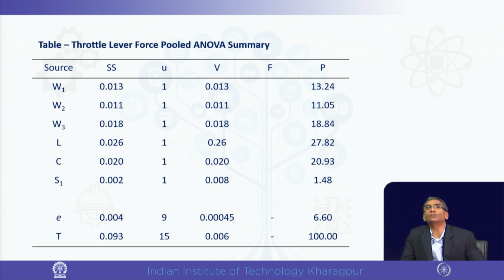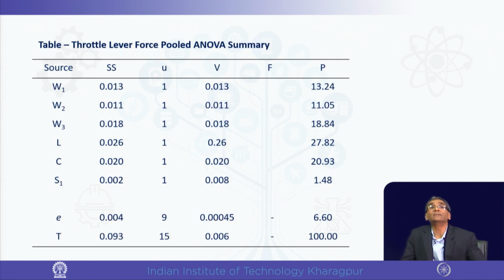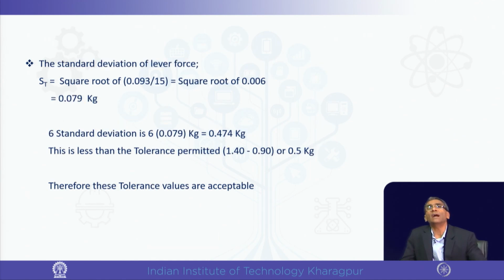So, now the percentage contribution etcetera are recalculated, which you see in the last column. This would now require us to find the standard deviation, which is the square root of the variance, which is 0.093 divided by 15, as we can see here, the total sum of square is 0.093 by 15. And 6 standard deviation is therefore 0.474 kg. Now, we have to examine whether it is meeting the specified tolerance range, which is 0.5 kg, 1.4 minus 0.9. We see that it is meeting it: 0.5 kg is the requirement and it is giving 0.474 kg. Therefore, these tolerance values are acceptable.